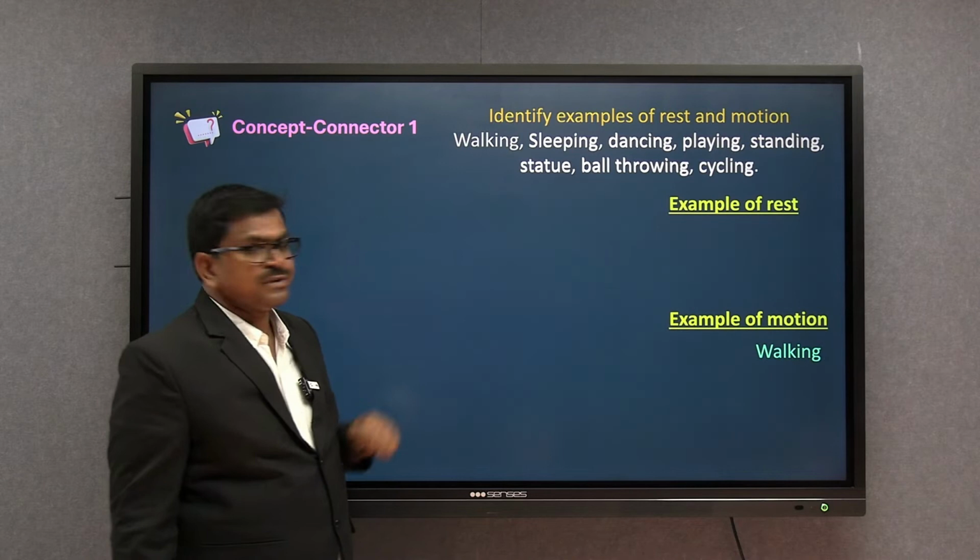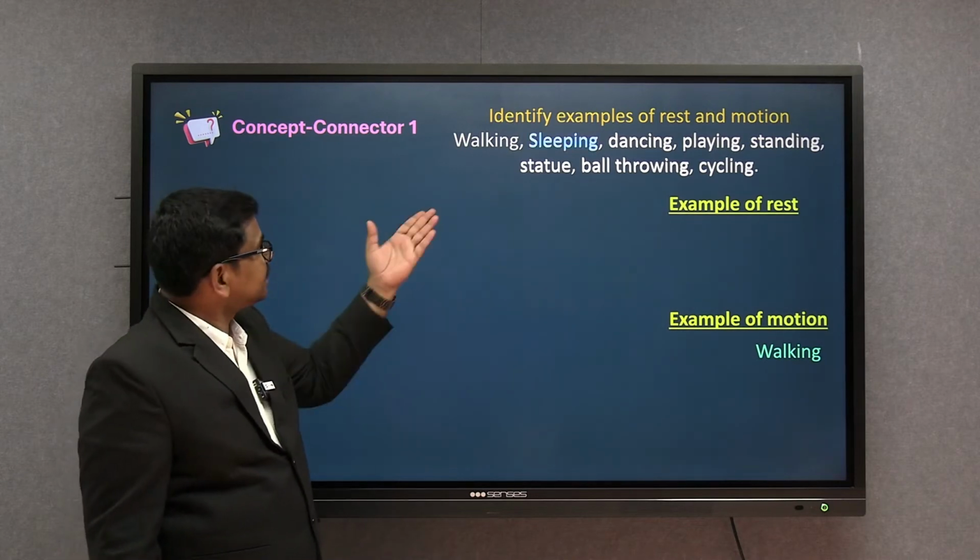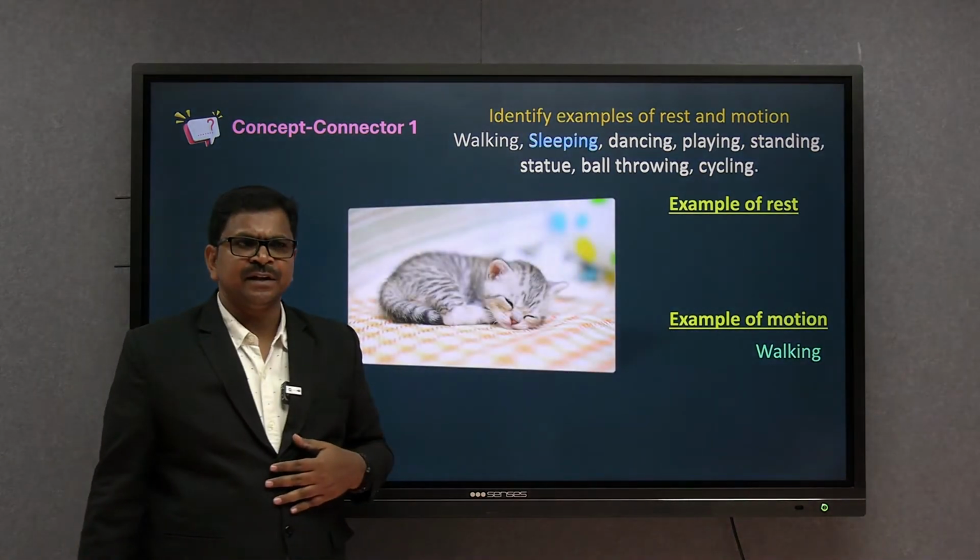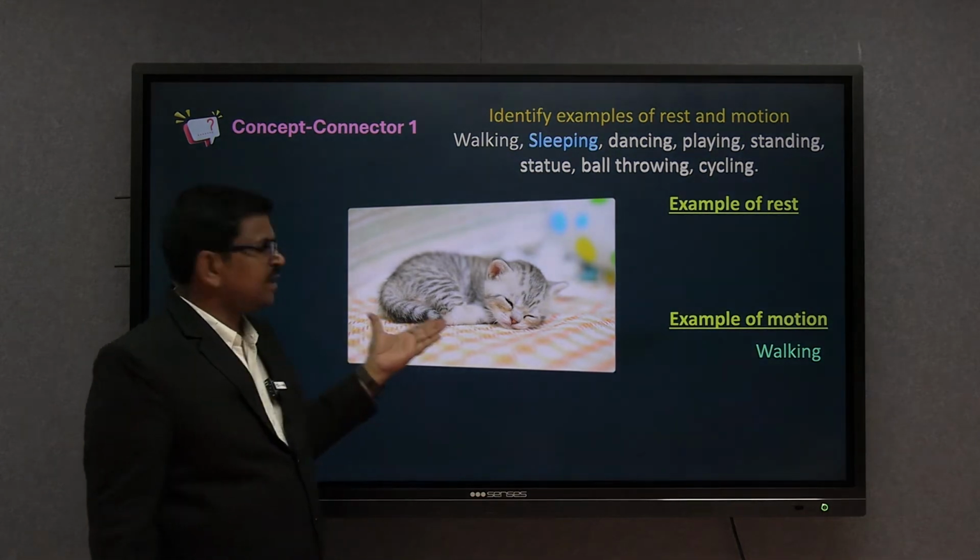Now the next situation is sleeping. And for this sleeping activity, again let us consider an object or a character which is sleeping here.